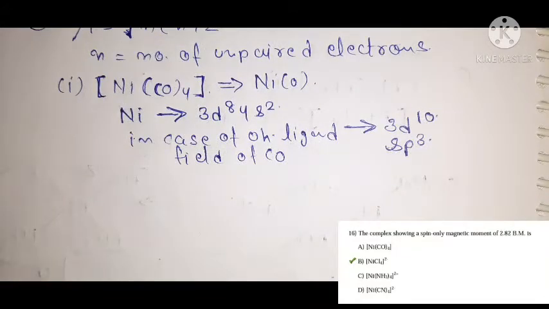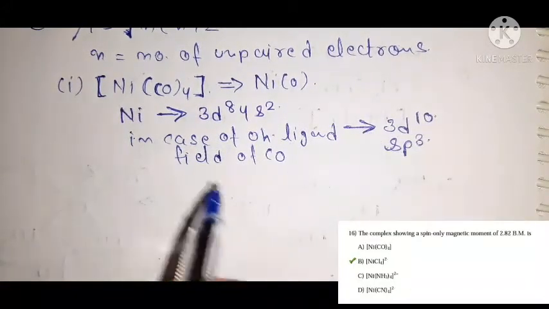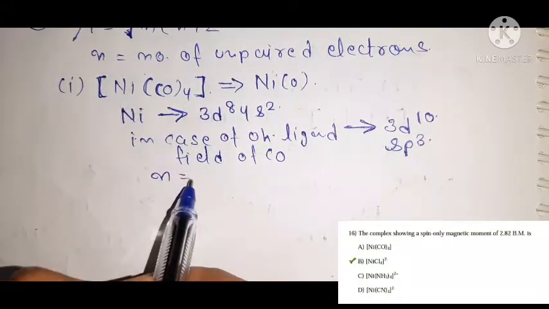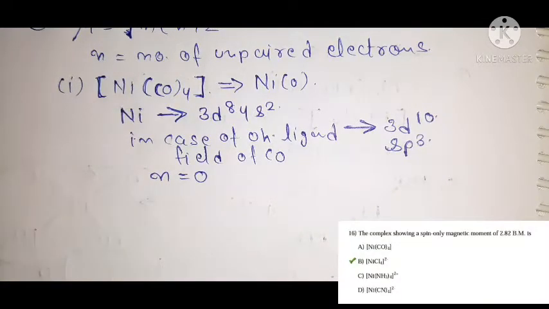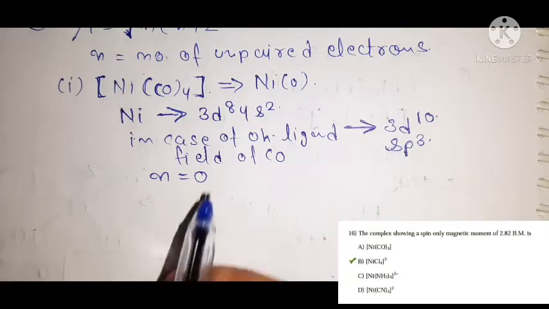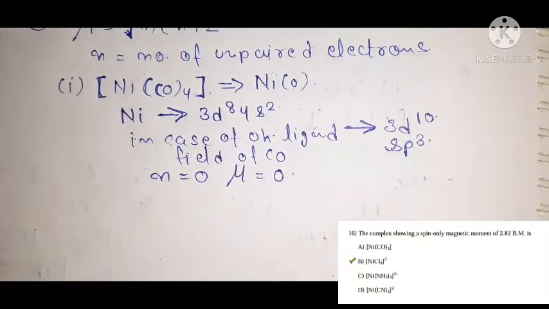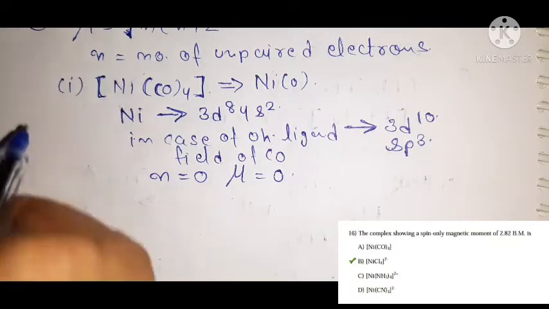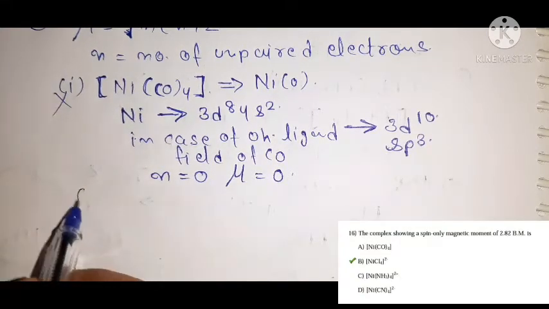Okay, and on the basis of this result, you clearly see that here the value of n, that is the number of unpaired electrons, will be 0. So that means for this complex, the spin only magnetic moment is also 0, because the value of n is 0. Understand? So it is not a correct choice for this question.